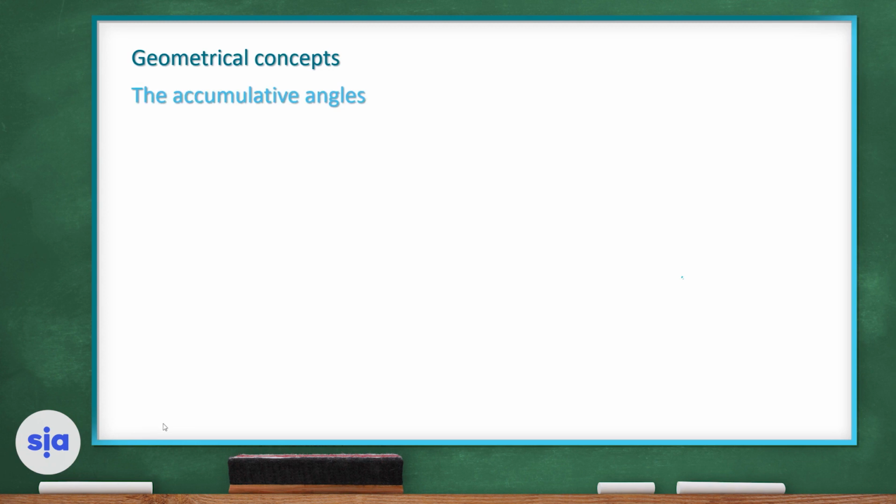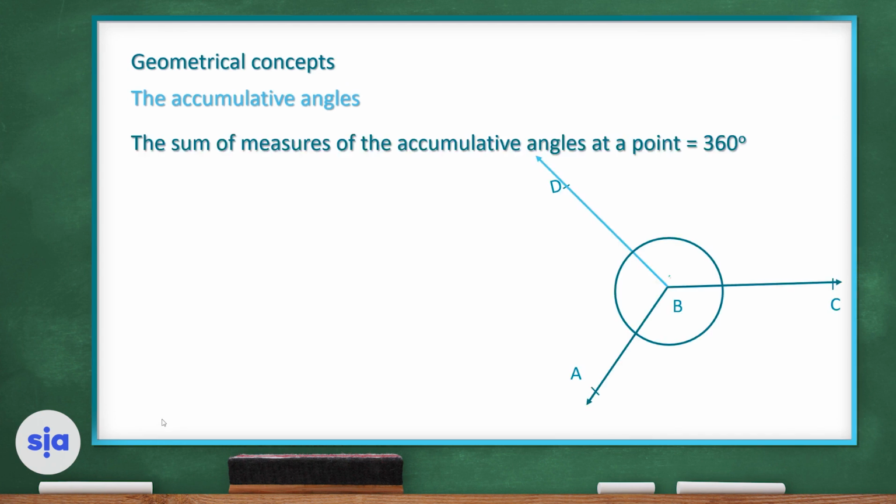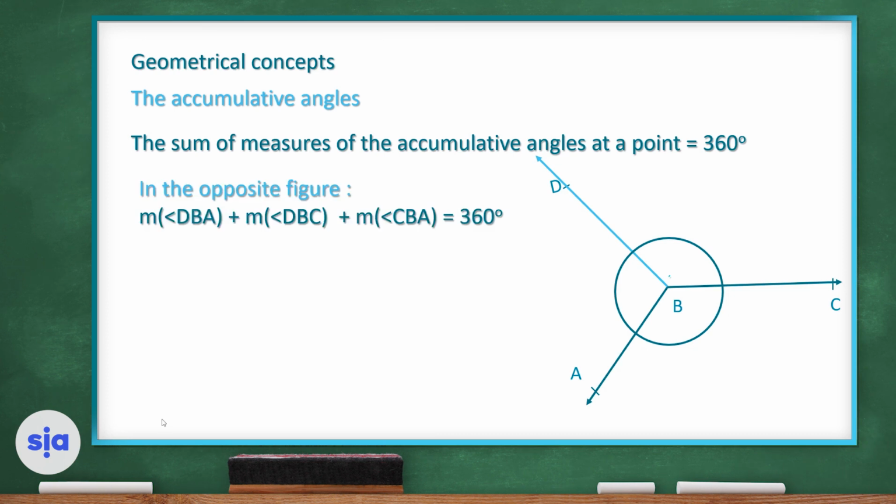The first concept that we're going to work on today is the accumulative angles. Accumulative angles are the angles that have a sum of 360 degrees. So here, the measure of angle DBA plus the measure of angle DBC plus the measure of angle CBA is 360 degrees. So these three angles are accumulative angles.